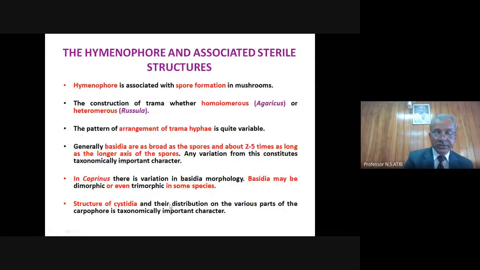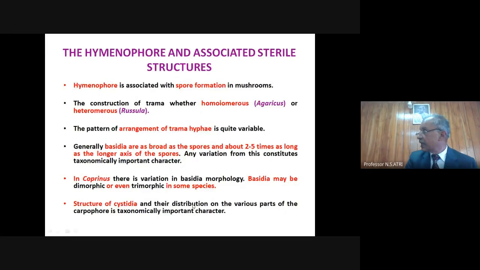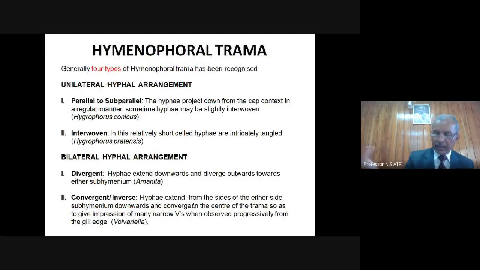Then the structure of cystidia. Cystidia are sterile elements on the surface of the pileus, gills, as well as the stipe. Four types of hymenial trama have been recognized. Unilateral hyphal arrangement: hyphae may be parallel or subparallel. Hyphae may be interwoven in the hymenophoral trama. Or hyphae may be bilateral. They may be divergent, with hyphae extending downwards, or they may be convergent.